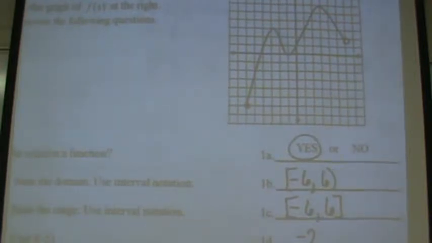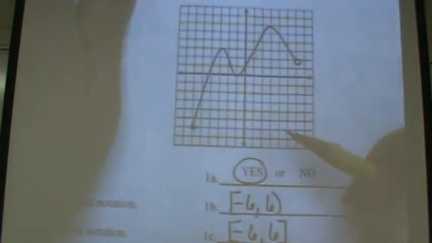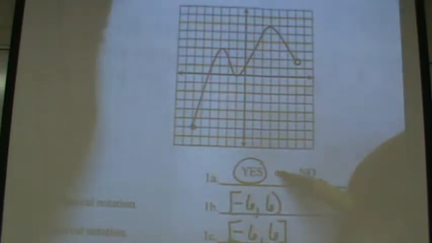But if I give you a graph, how do you know if it's a function? Well, if it's a graph, basically what you can do is draw a vertical line through it, and if it hits in one spot, it's a function. So yes, this was a function.